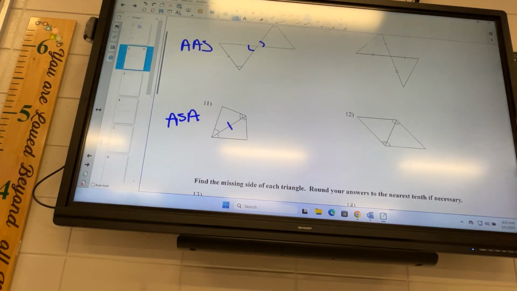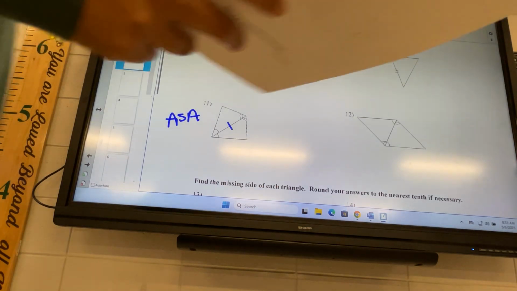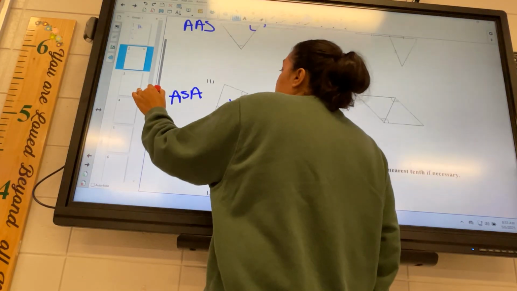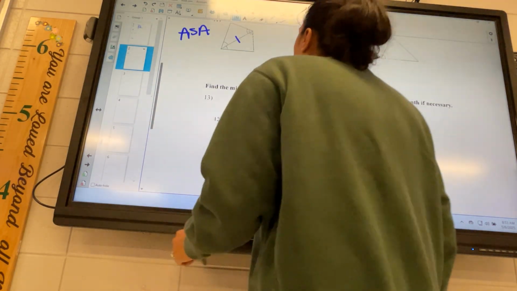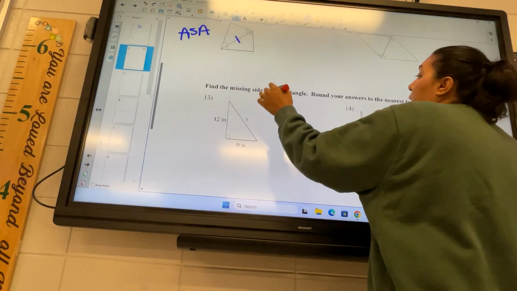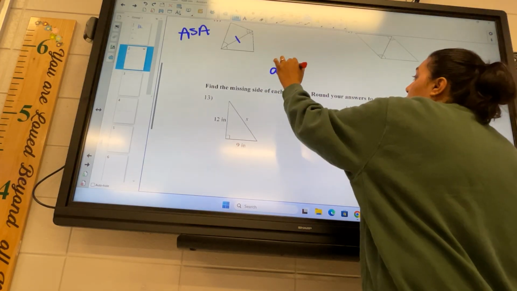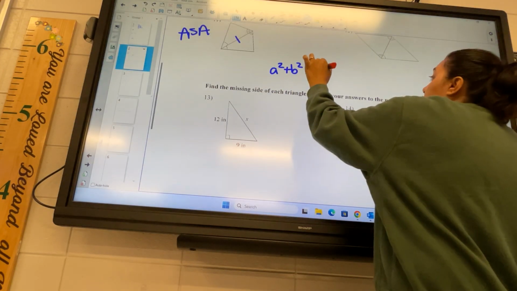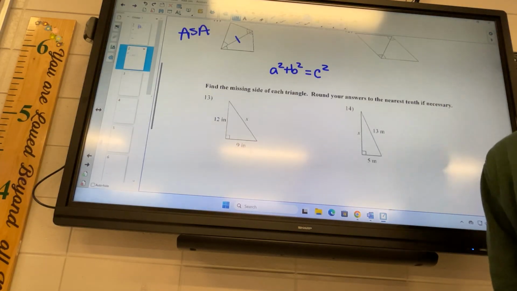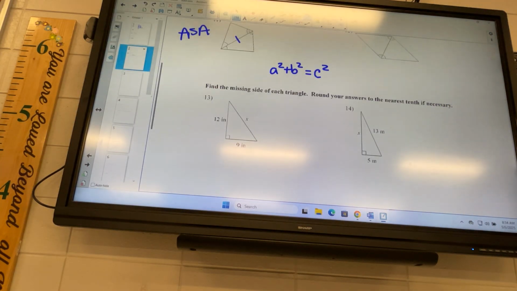Okay, 13 starts on the Pythagorean theorem. You can use this on your sheet, so make sure that you write down any formulas that you need. For this, you have to do a squared plus b squared equals c squared. Which one is the c? The c is the most important one. How do you know which one's the c?